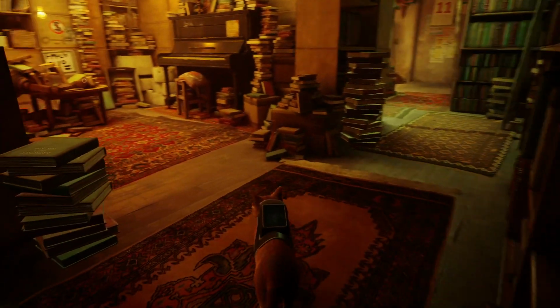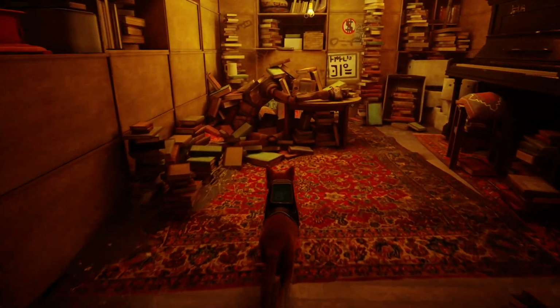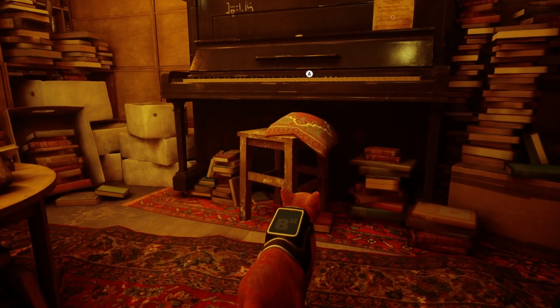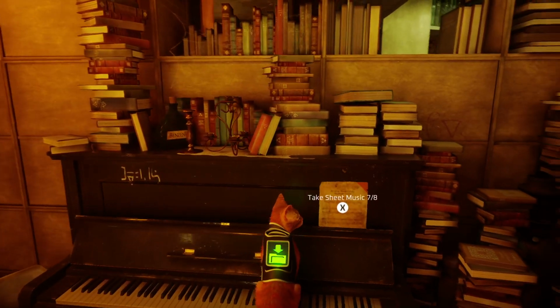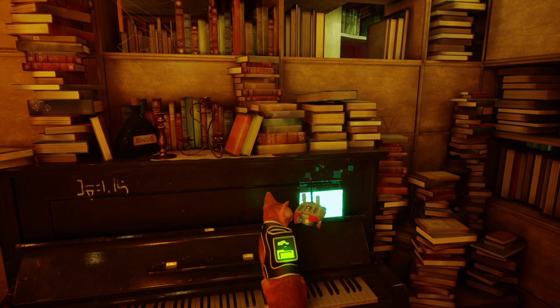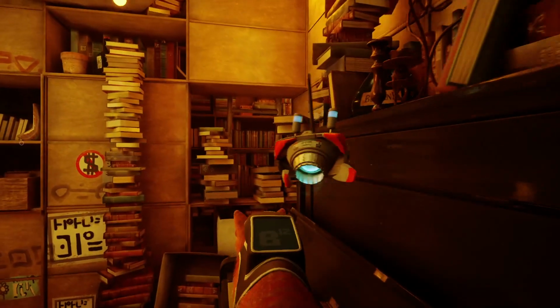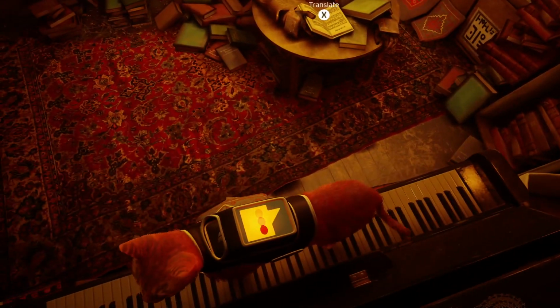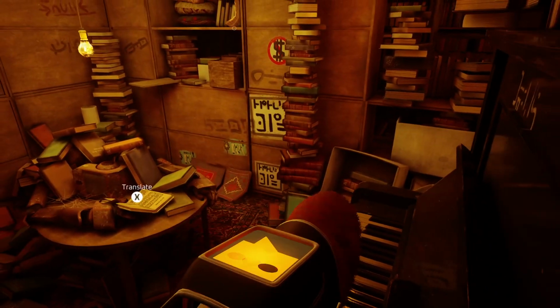A library. And a piano. Which again, I can't resist. Okay. Sheet music. Let's grab that. Where else would you find sheet music but on a piano?